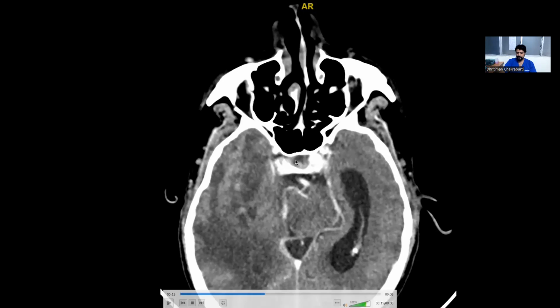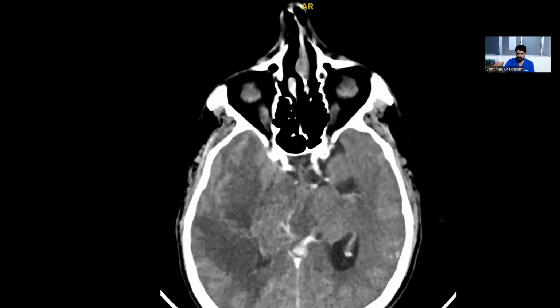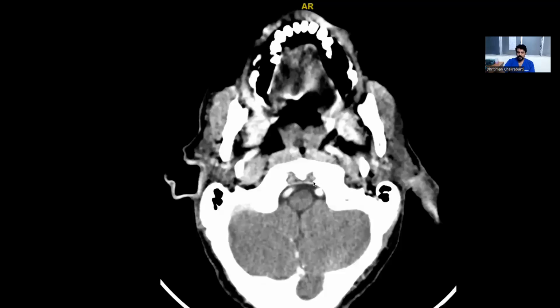I'll define this for you. So this in front of the brainstem, this bony thing is known as the clivus. This is the posterior edge of the sella turcica, inside which the pituitary sits. Now this clivus, you allow the clivus to come, and after that, you go a little bit up.